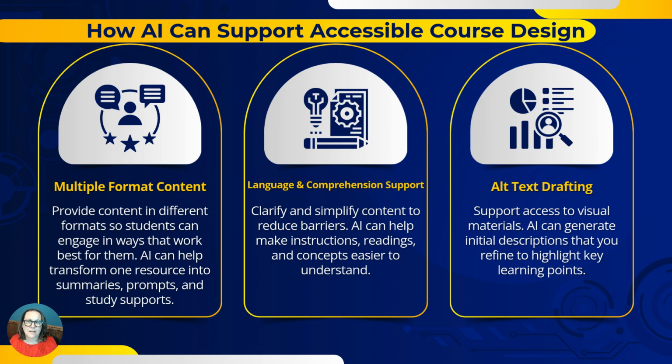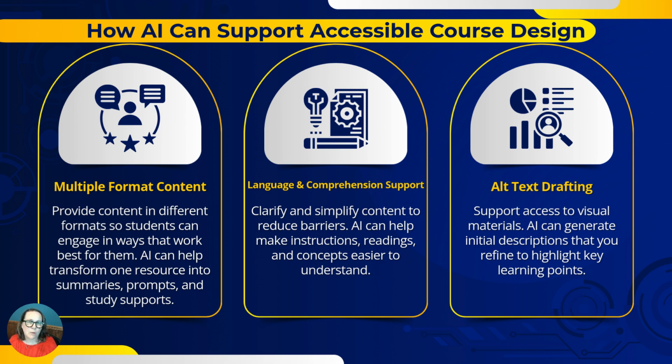So this slide highlights three different ways AI can support accessibility in online courses. First, multiple format content. In online environments, students engage with materials in different ways. So some may prefer reading, others may benefit from summaries. Some need structured supports to stay organized. So AI can help take one piece of that content, like a lecture note, and turn it into a short summary, a discussion prompt, or even a study guide. It can take a longer reading and break it into multiple outlines or key points. This can give students multiple ways to engage with the same content without lowering expectations.